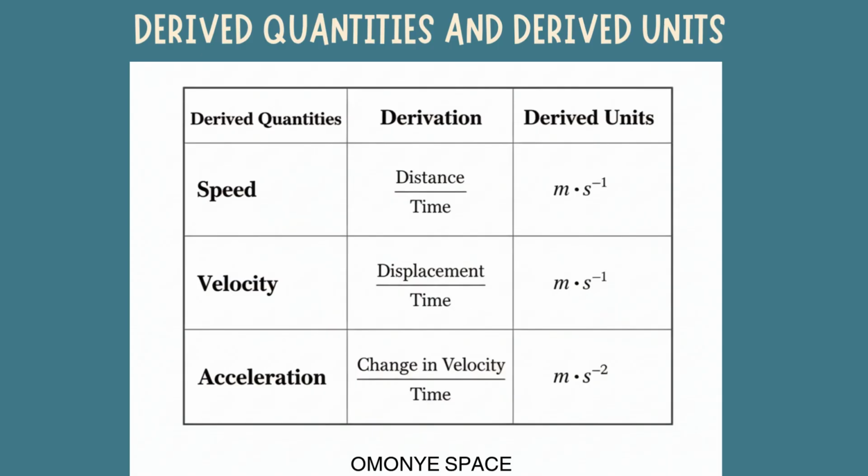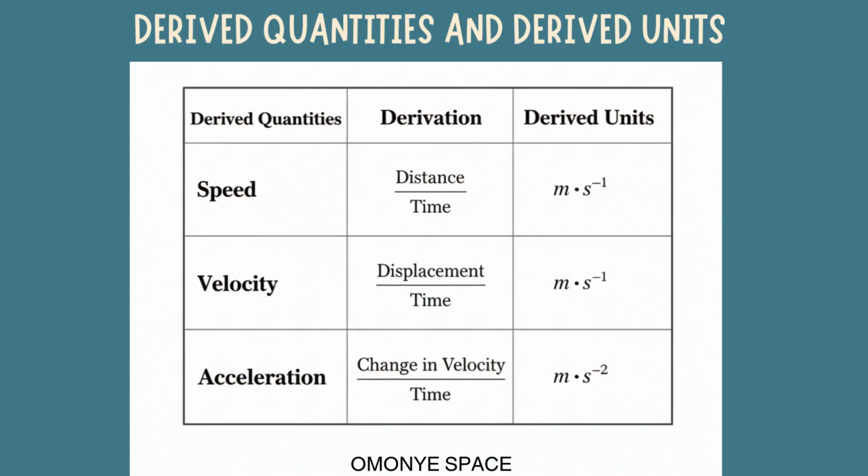So going ahead, under derived quantities and derived units, we still have speed, velocity, and acceleration. For speed, under derivation, speed is distance over time. And we know that distance is in meters and time is in seconds, hence the derived unit, m s to the power of -1. For velocity, velocity is displacement over time. We know displacement is in meters and time is in seconds. So that's how we have m s to the power of -1 under the derived units column.